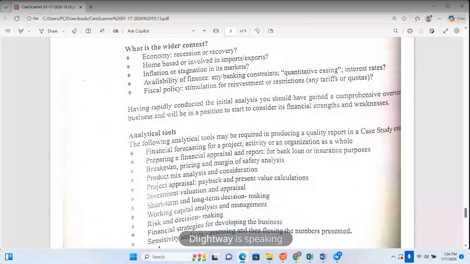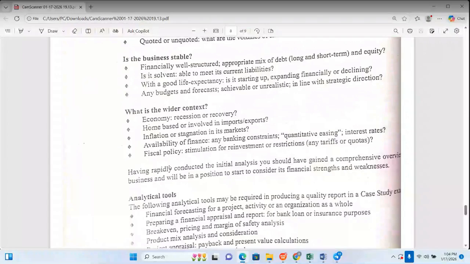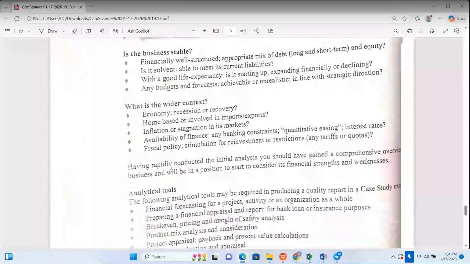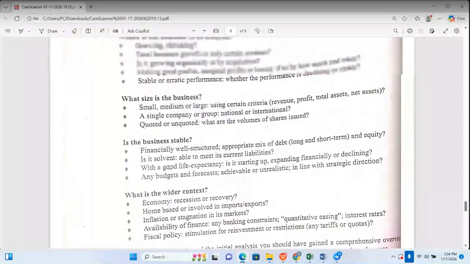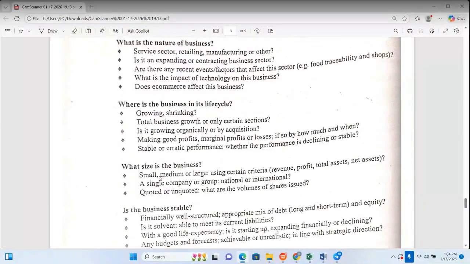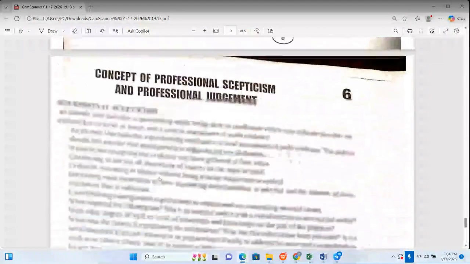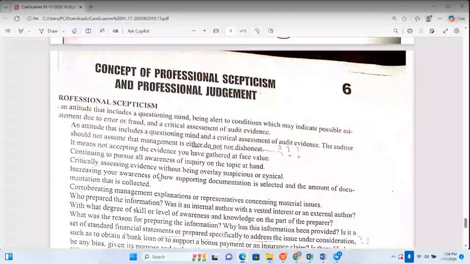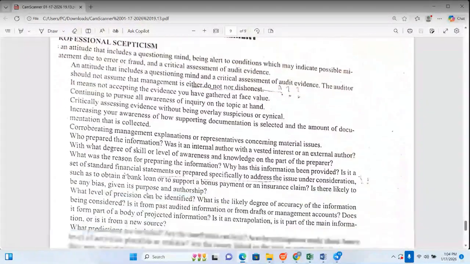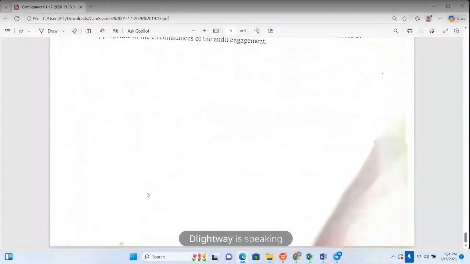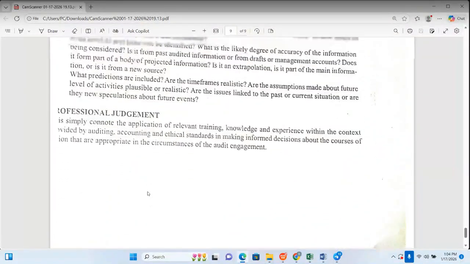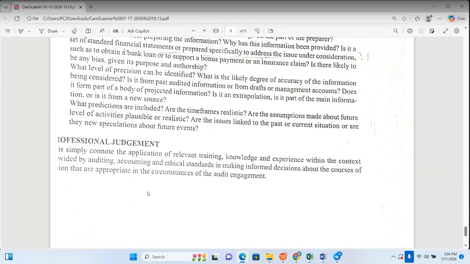Investment valuation appraisal, short term. Those are the tools we can use to analyze our financial data or even business analysis. So we have professional skepticism. We've talked about this. Professional judgment. I've talked about this. So that is for the introduction to case study. That's all the introduction to case study.